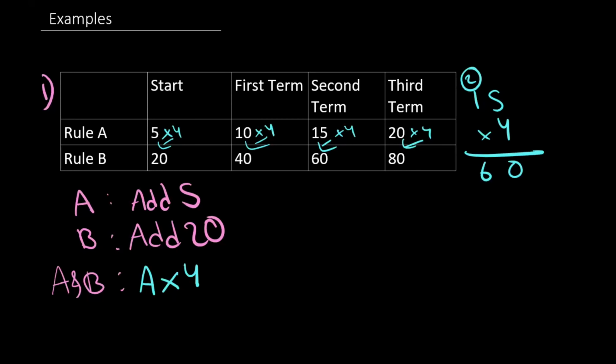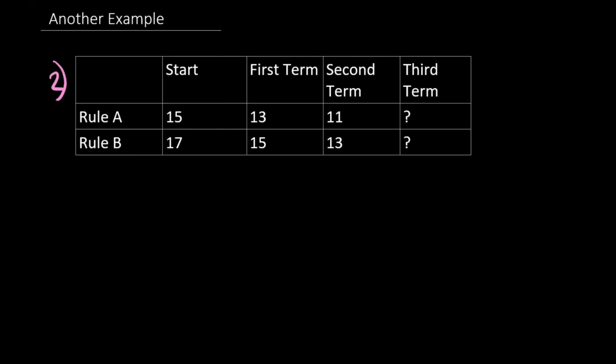Let's do another example. Rule A says 15, 13, 11. So I know this is a subtraction problem because it decreases. So it goes from 15, then it goes to 13, then 11. So it is decreasing, not increasing.